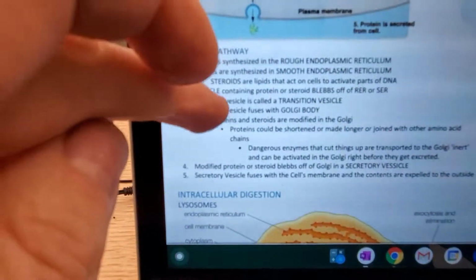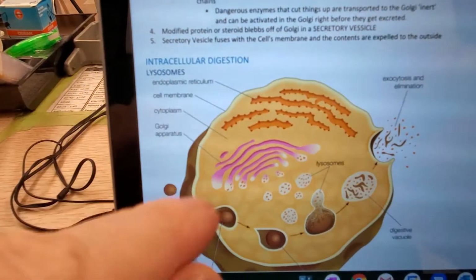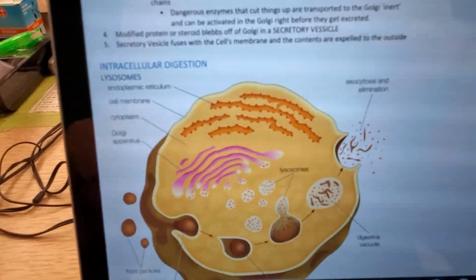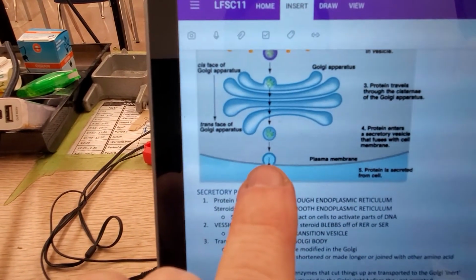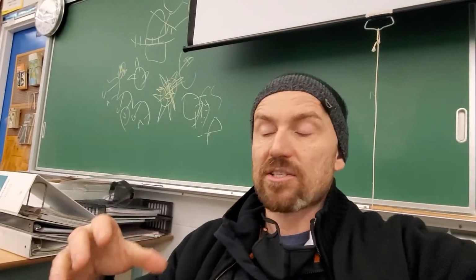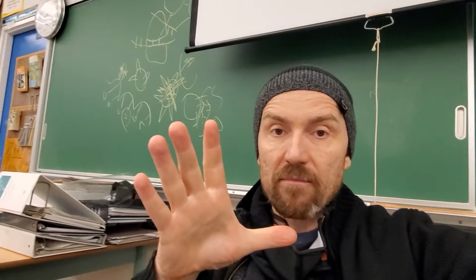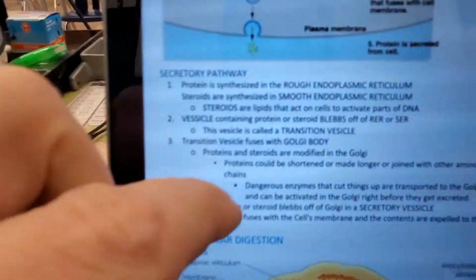Okay, so that's the secretory pathway. And another thing is intracellular digestion using lysosomes. An important thing, this fusing and dumping, is called exocytosis. It's a type of phagocytosis where the membranes fuse, and exocytosis means things go out of the cell.